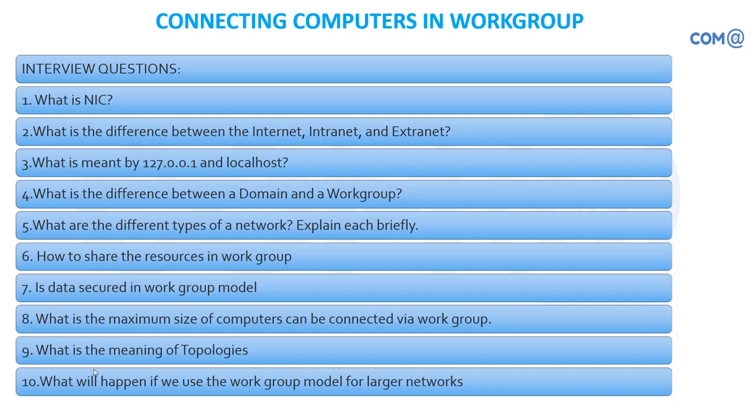And what is meant by 127? It is a loopback address. For testing our own network adapter, we use this loopback address. What are the different types of network? It is LAN, MAN, WAN. You have different types of network. Difference between domain and workgroup: we have seen the example. A workgroup is required only for a small number of computers. For a larger number of systems, we go for a domain setup.